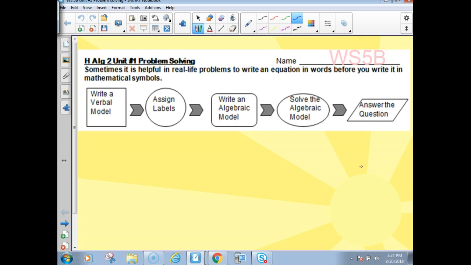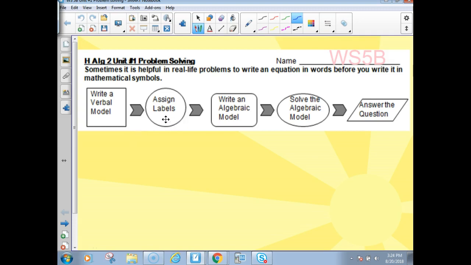These few, and then your assignment is on the 6A, and the book page. I made you the worksheet, so you've already got that. Sometimes it's helpful in real life problems to write an equation in words before you write it in math symbols.